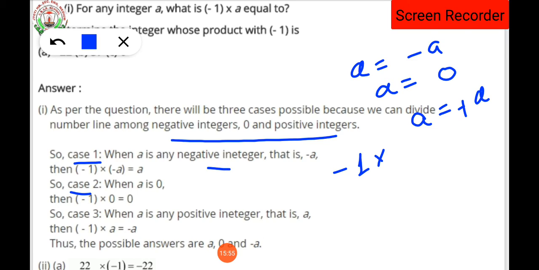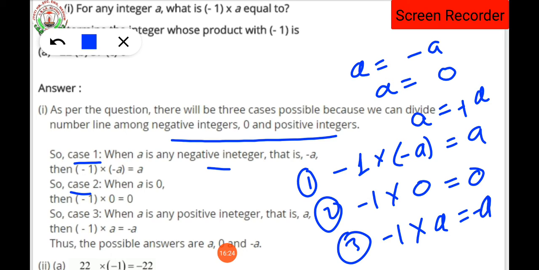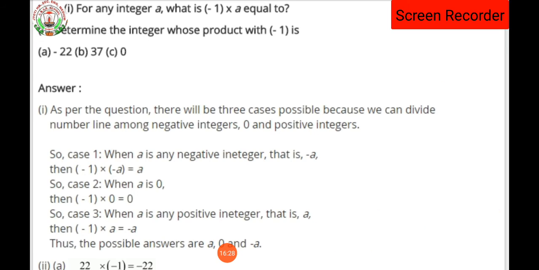When a is a negative integer, that means when minus 1 will be multiplied with minus a, the answer will be a, because minus and minus will become plus and 1 into a will be a. First case. Second case, when a is 0, the answer will be minus 1 into 0, 0. And the third case, when the value of a will be positive, the answer will be minus 1 into a, minus a. So have you understood the question? So in this way, the 3 conditions will be here.